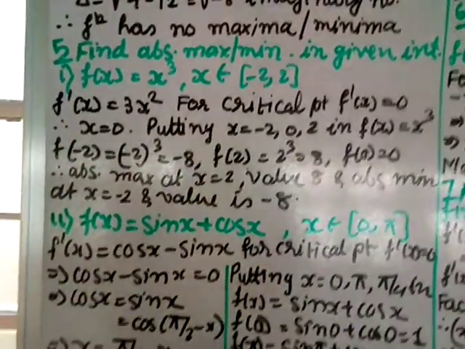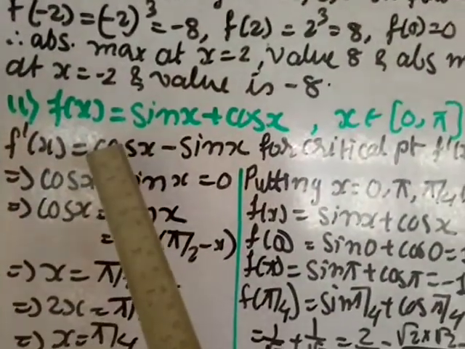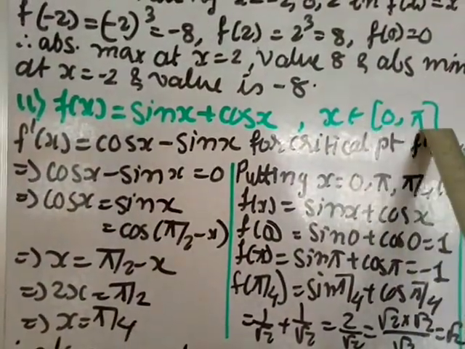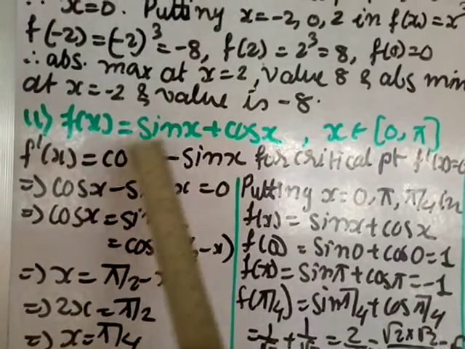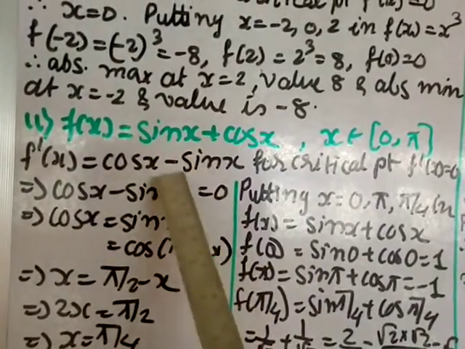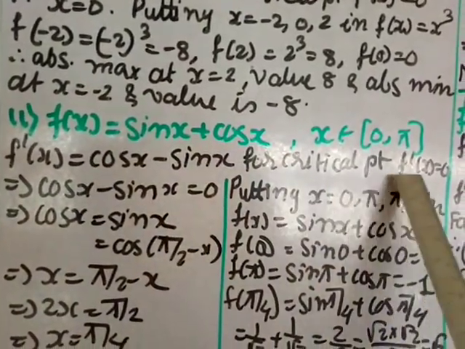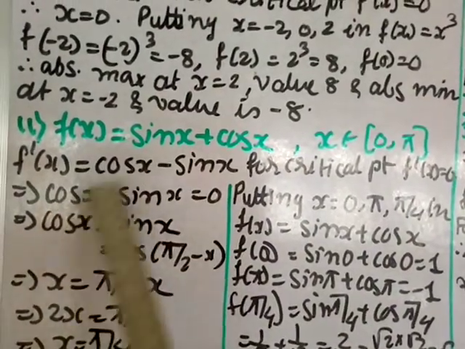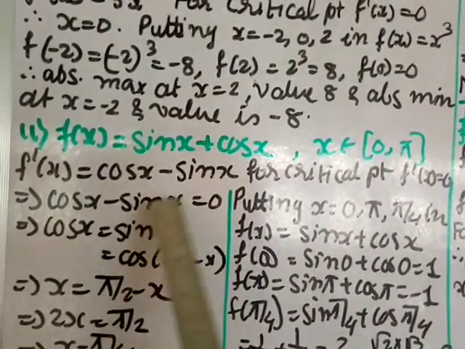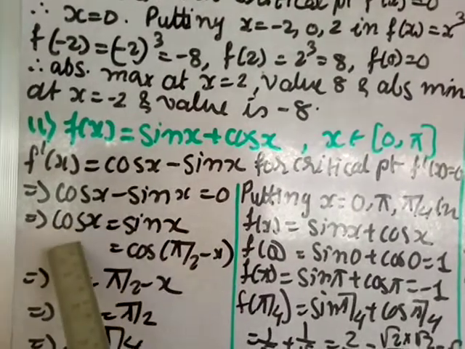Roman numeral 2, f(x) is equal to sin x plus cos x, on the interval 0 to pi. Differentiate first: the derivative of sin is cos, plus the derivative of cos is minus sin. For the critical point, f dash x has to be 0. So this equals 0. I'll transfer the sign here, it becomes plus. Now here cos, here sin.